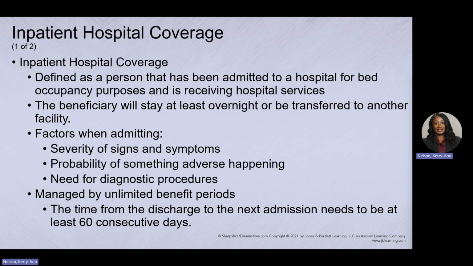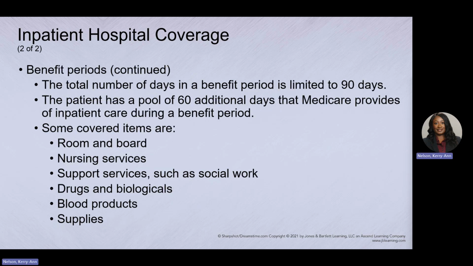Managed by unlimited benefit periods, the time from the discharge to the next admission needs to be at least 60 consecutive days. The total number of days in the benefit period is limited to 90 days. The patient has a pool of 60 additional days that Medicare provides of inpatient care during a benefit period. Some covered items are room and board, nursing services, support services, which can include social work, drugs and biologicals, blood products, and supplies.